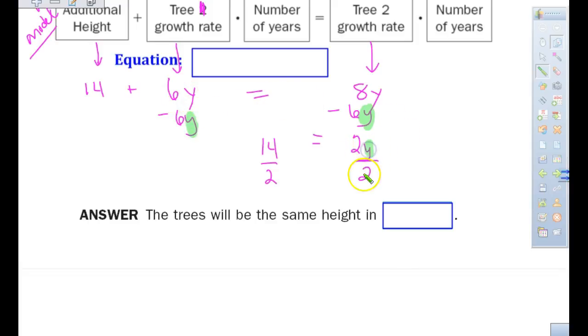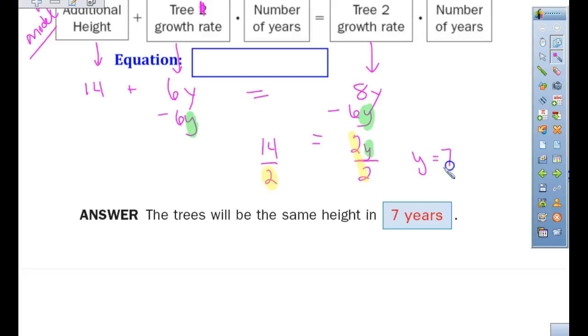Notice here, when you put the y, you are not dividing by 2y. You are only dividing by the coefficient of y, which is the 2. You do not put the y in the denominator. So I'll often see that with students, which is a mistake. So if we are talking about when will the trees be the same height, they'll be the same height in 7 years. Okay? So y was equal to 7.